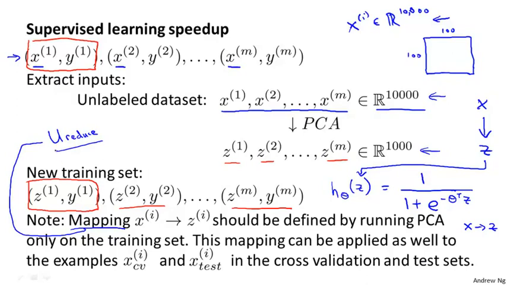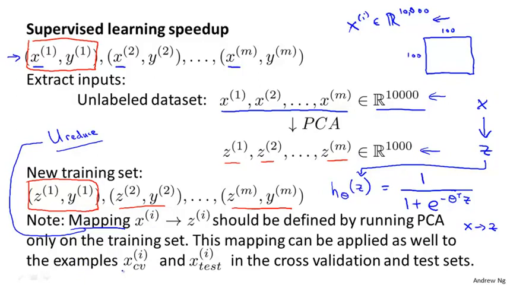So these things, the U reduce and so on, should be obtained by running PCA only on your training set. Having found U reduce, or having found the parameters for feature scaling, the mean normalization and the scale that you divide the features by to get them onto comparable scales, having found all those parameters on the training set, you can then apply the same mapping to other examples that may be in your cross-validation set or in your test set.